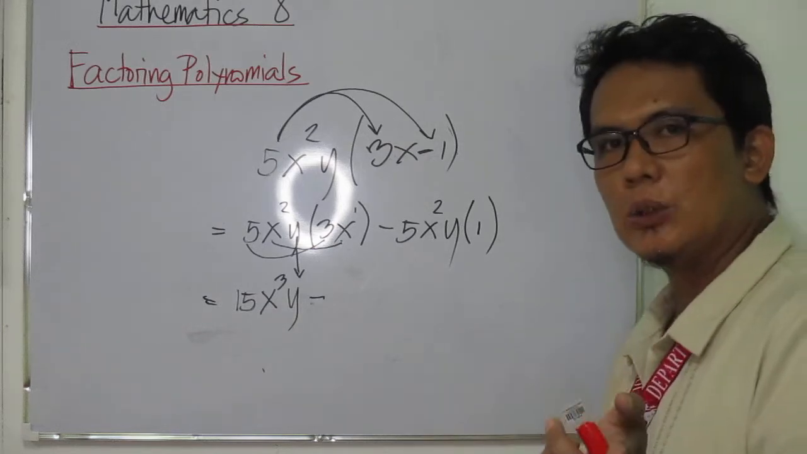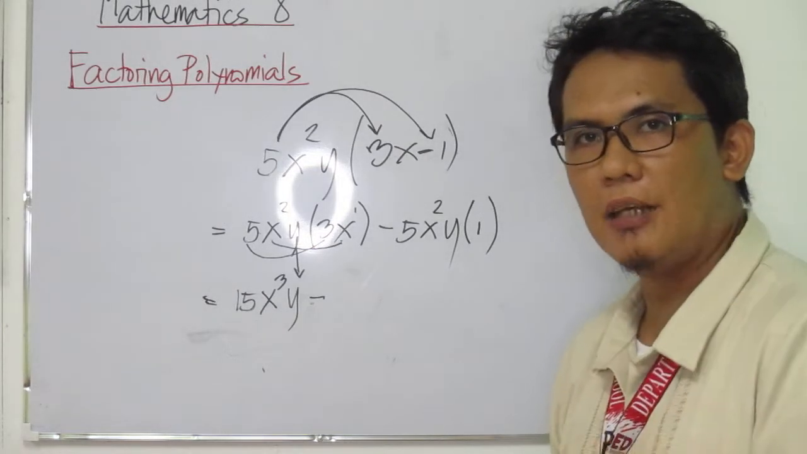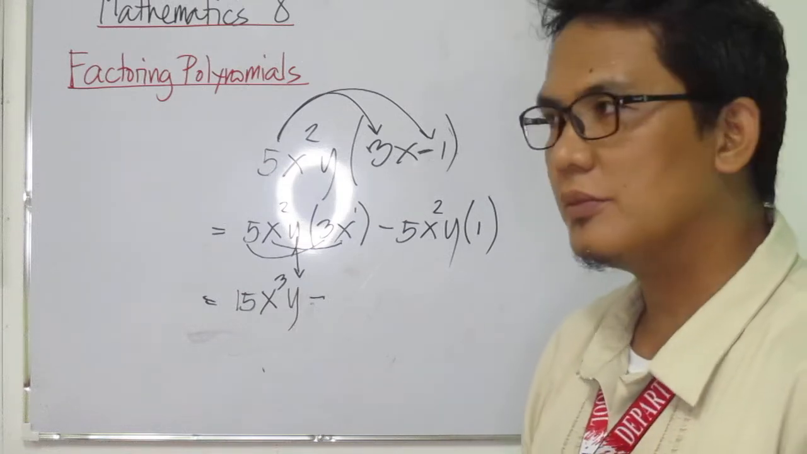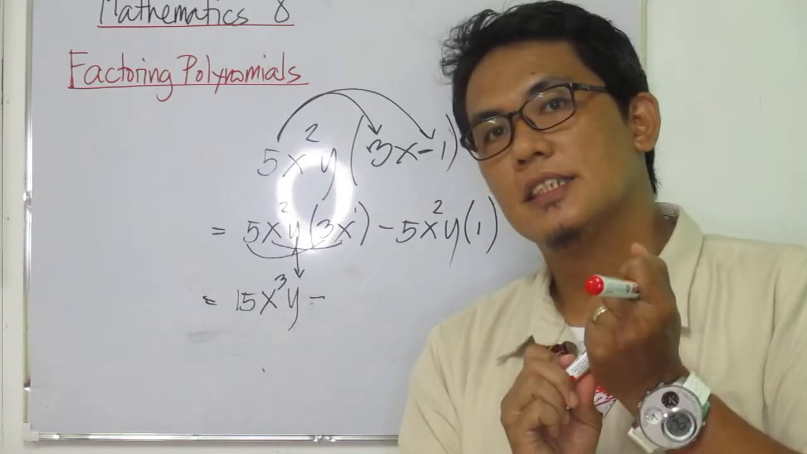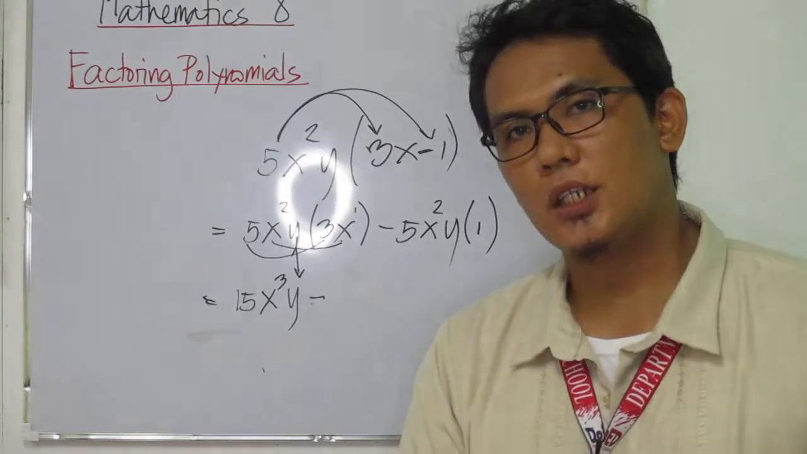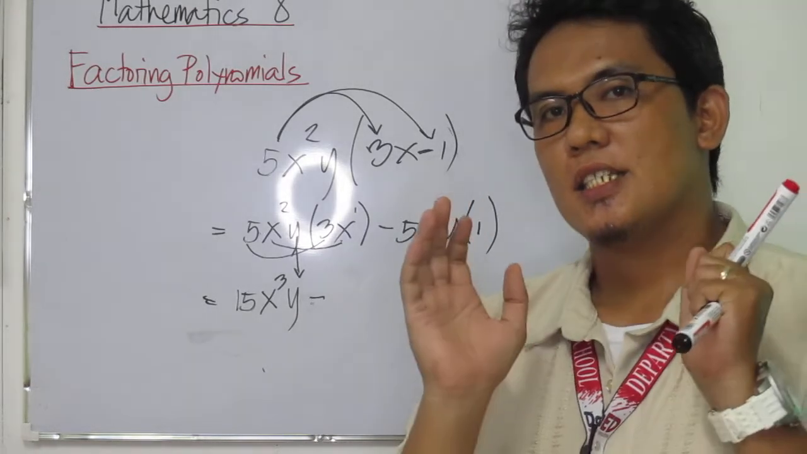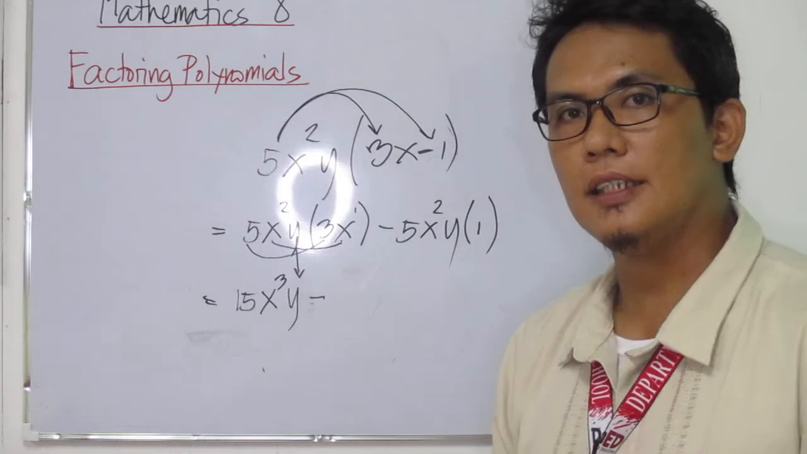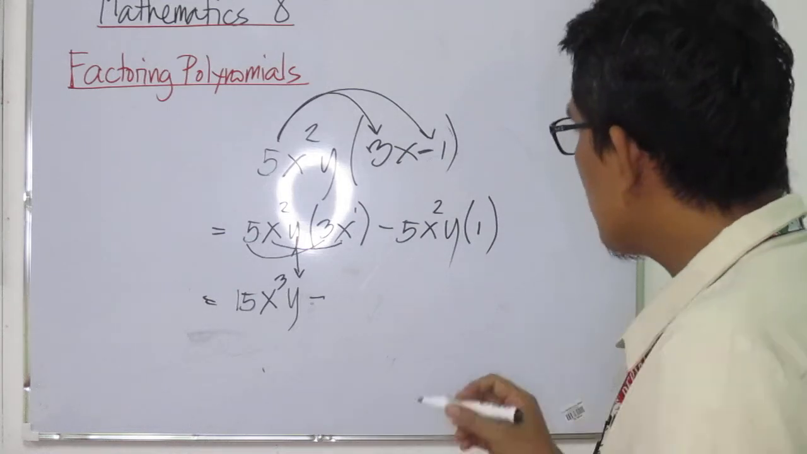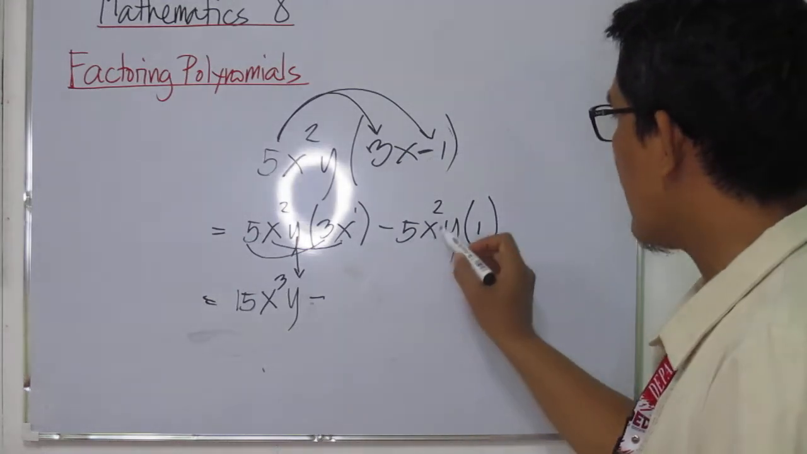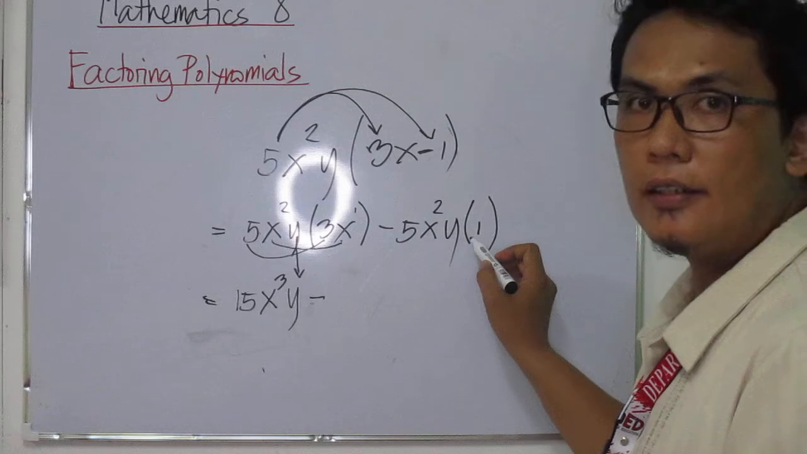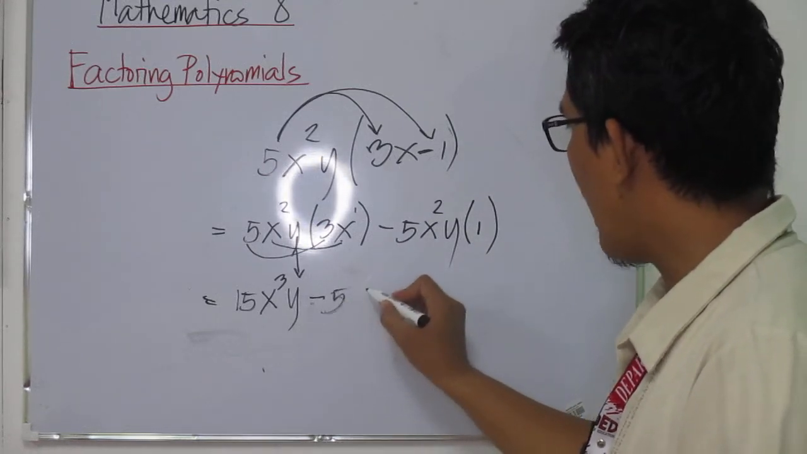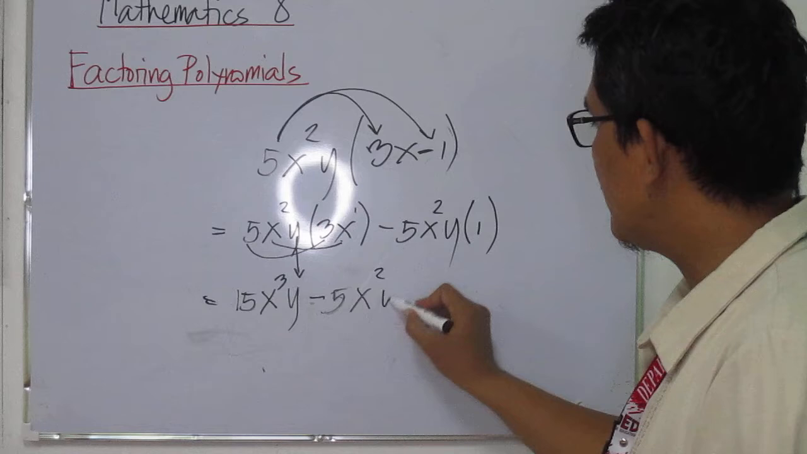So, the identity rule of multiplication of 1 in your elementary. What was the identity rule of multiplication of 1? What does the rule say? Any number, any entity multiplied to 1, the answer is that entity. So therefore, since we multiply negative 5x squared y to 1, just copy that, negative 5x squared y.